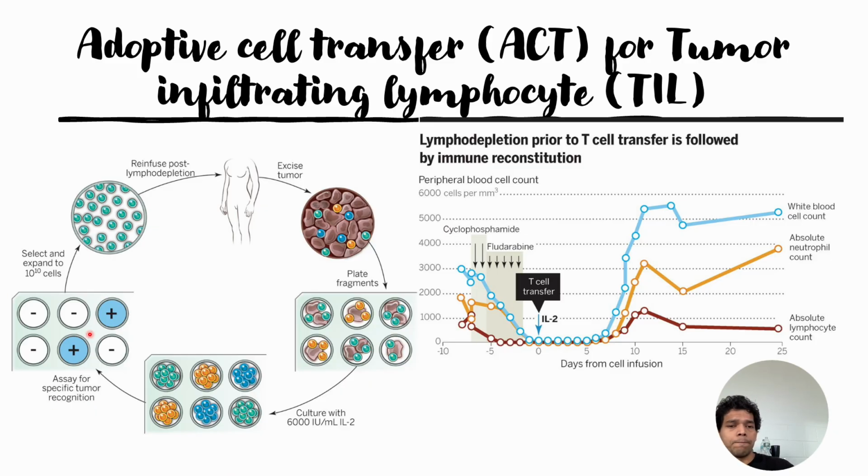Once the lymphocytes are scaled up, they will kill the tumors completely, so they will not see any tumor signs in some of the wells. Those wells will be used to scale up to 10 raised to power 10 cells, as they contain the lymphocytes that can target the tumors. These expanded tumor infiltrating lymphocytes can then be reinfused post lymphodepletion.